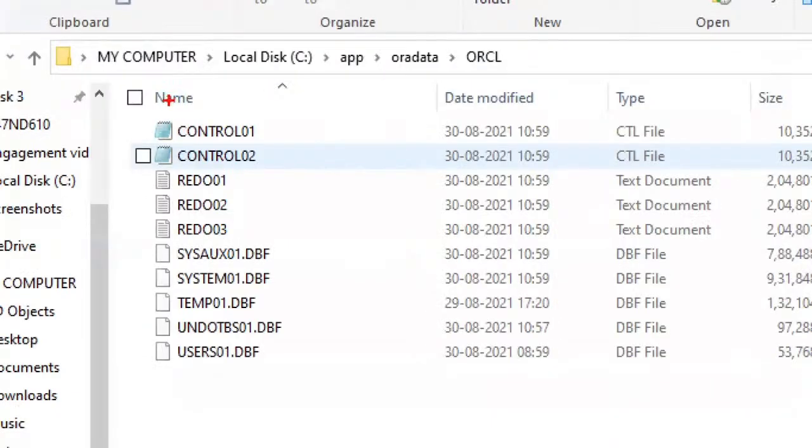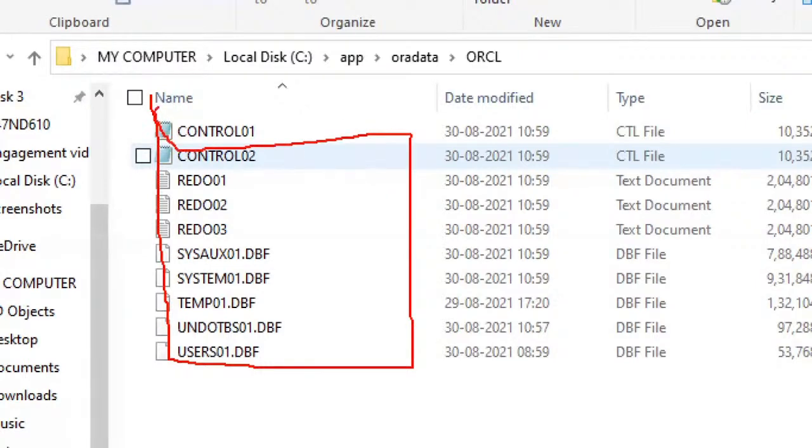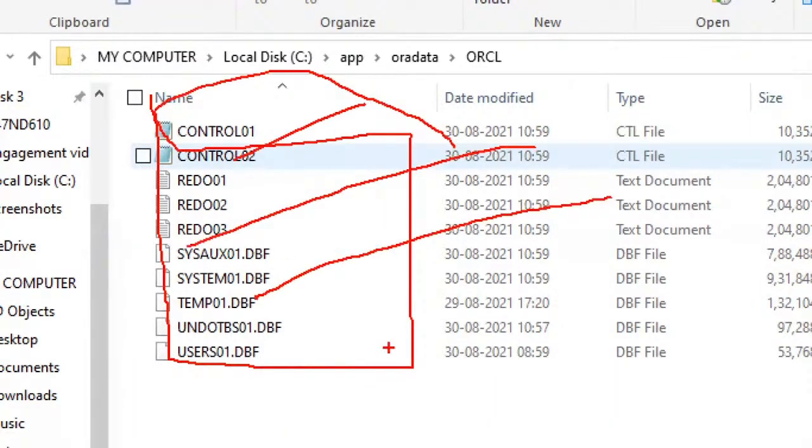Observe here: data files, control files, redo log files are there or not. That's why, for a database administrator, a database is a collection of data files, control files, and redo log files, and that is the original. There is a physical phase in the SQL drive, D drive. Really, here only the data is stored.